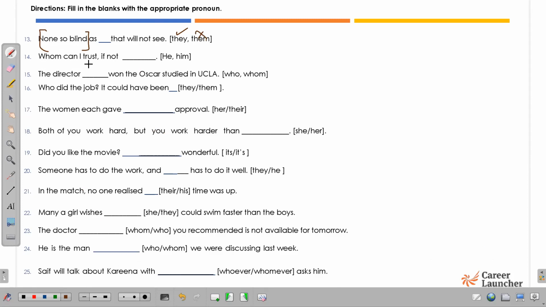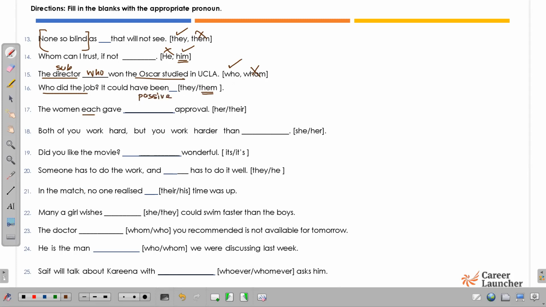Whom can I trust if not him? Because I can trust him. That should be the sentence. He is the object. So whom can I trust? I can trust him. The director who won the Oscar. Because the director is the subject, he is winning the Oscar. So he studied in UCLA. So who did the job? It could have been them. Passive voice.